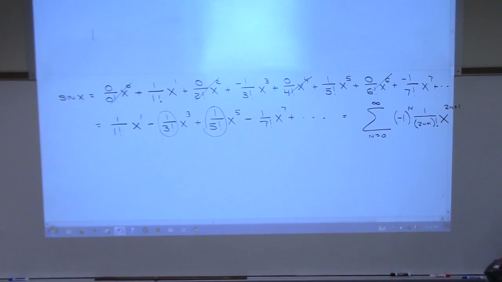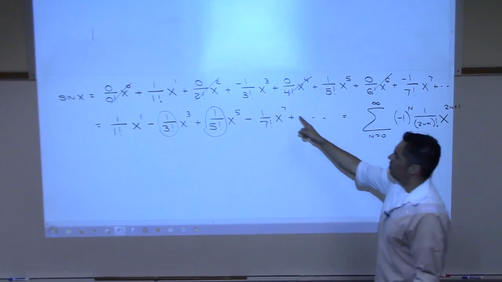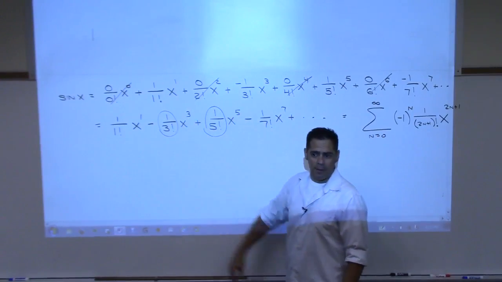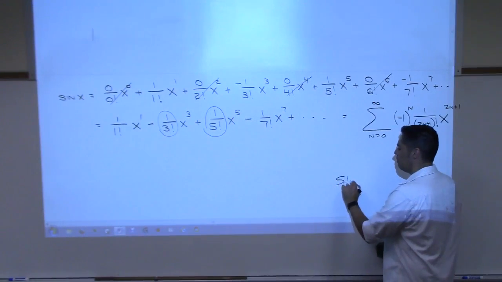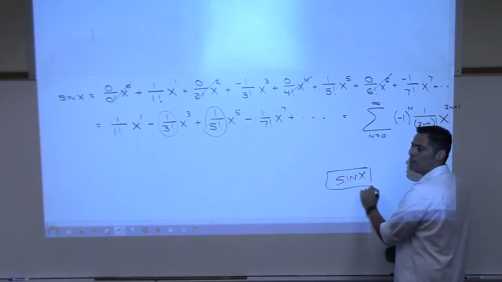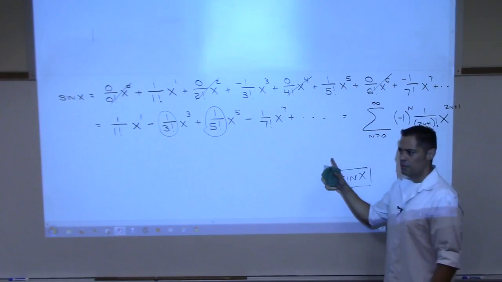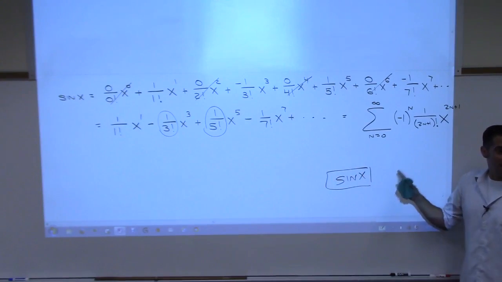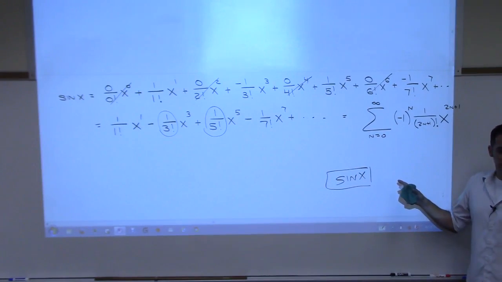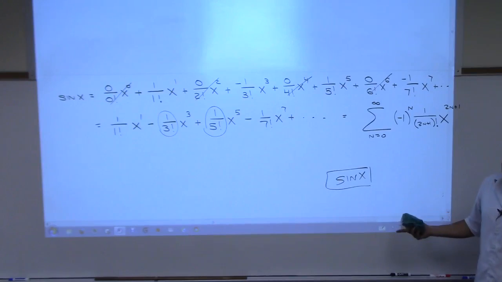Do you notice anything about all those powers? I mean, we already kind of talked about it, but all these powers are odd, right? Do you remember in pre-cal, you were told that sine is an odd function? Do you understand now why it's an odd function? Its infinite polynomial is all odd powers of x, and thus it is odd.